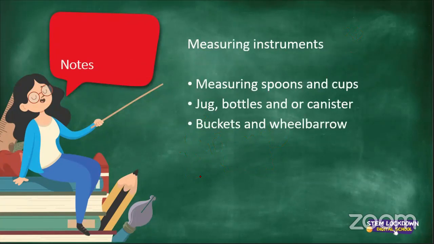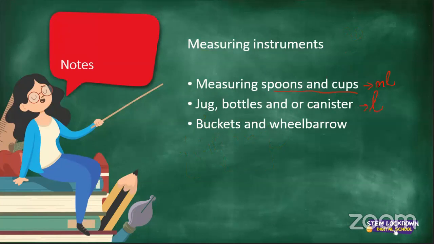Measuring instruments. We're looking at simple measuring instruments that you're familiar with, such as spoons and cups. Obviously, this applies mainly if you're working on a certain recipe, you'll be using cups and spoons to measure your quantities. So these will basically measure your milliliters. ML stands for milliliter. Jugs, bottles, and canisters, we're looking at liters here. These will basically measure liters.